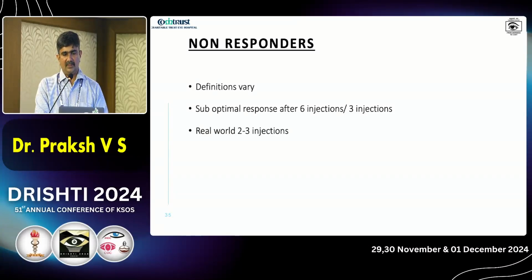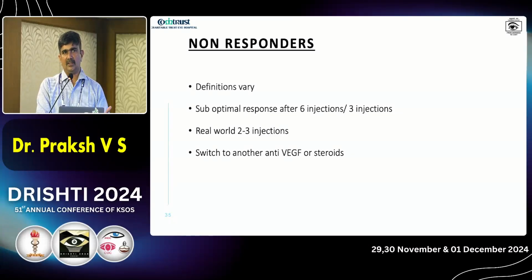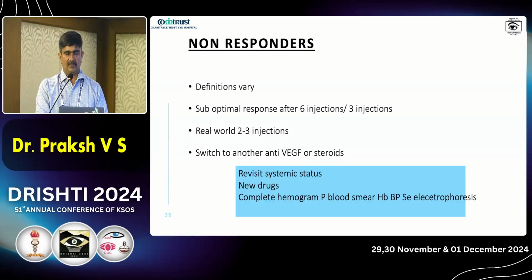There are various definitions, but in the real world, if you have given 2 or 3 injections and still you are not getting a satisfactory response, then it is better to switch the drug to a different class, from anti-VEGF to steroid. Or you can even switch to another anti-VEGF, but it is probably better to switch the class. And it is always important to review the systemic status of the patient. Is the BP of the patient fluctuating?